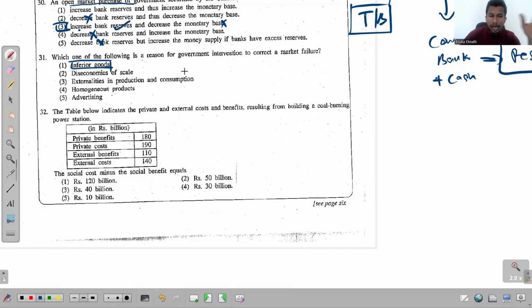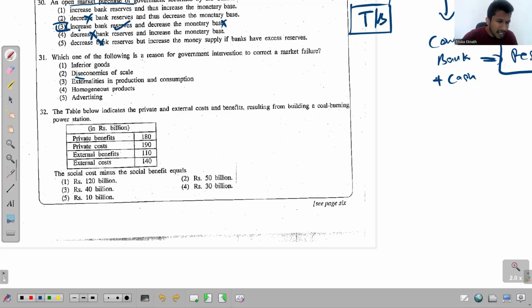Whether a good is inferior or not is not decided because the government labels it, nor by looking at the nature of the business firm that makes it. It is decided simply based on the consumers' response when their income increases. If the consumer's income increases and they decrease the demand for a given good, then that is an inferior good. That is not a market failure, right? That's not a market failure.